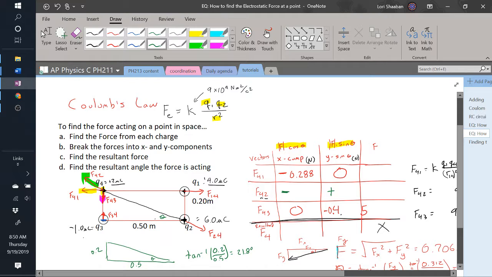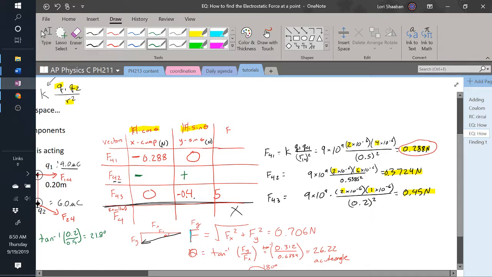So now I see that this triangle, the green one, has the exact same shape and size because it's acting along this line in the opposite direction. So I'm going to take my 0.3724 times the cosine of the angle that I found, and I'm going to get negative 0.3454 and a positive 0.138 for my forces in the x and the y direction from that second charge.